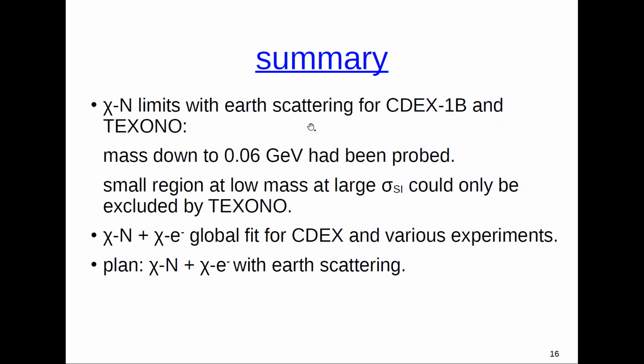So, the summary. We have updated our previous chi-N result with the Earth scattering correction, and CDEX gives the best result down to 0.06 GeV, and there is also a small region at low mass which can only be excluded by the TAUP experiment. We also do a chi-N plus chi-E global fit for CDEX and various experiments. The next plan is to do the exclusion plot with chi-N and chi-E including the Earth scattering effect.